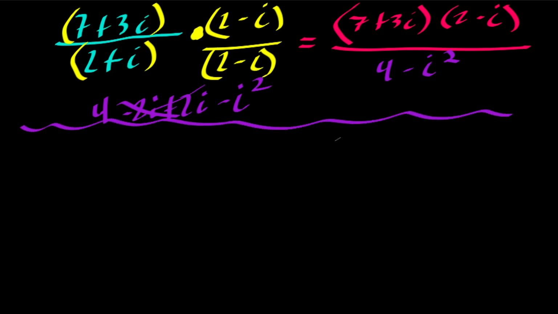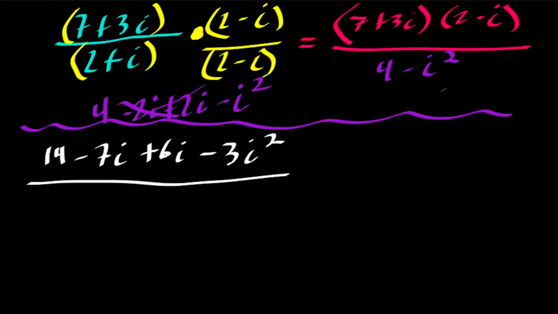All right, so now let's do some FOILing on the top. So on the top, we're going to say 7 times 2, which is 14. 7 times negative i, which is minus 7i. Then we're going to do 3i times 2, which is plus 6i. And then 3i times negative i. So it would be minus 3i squared.